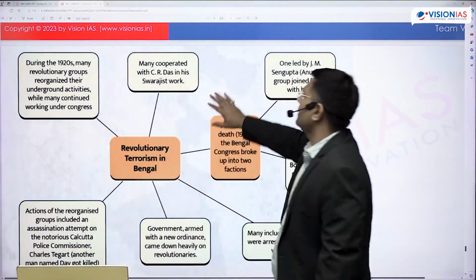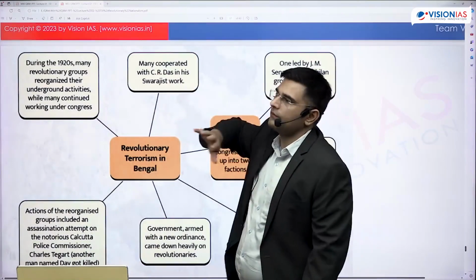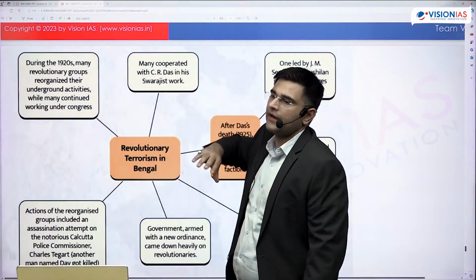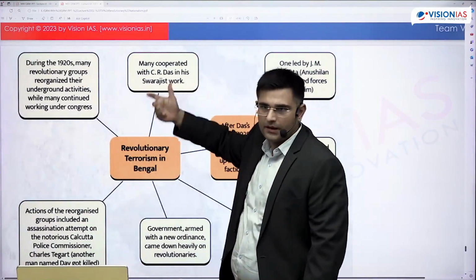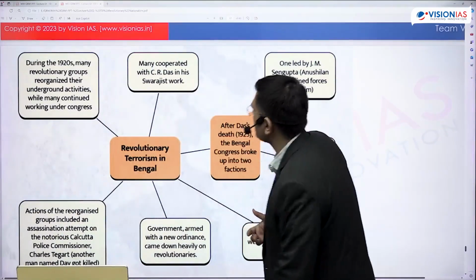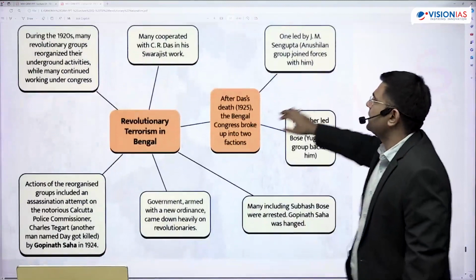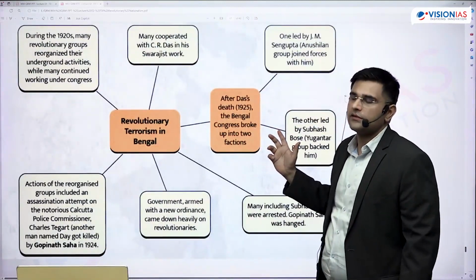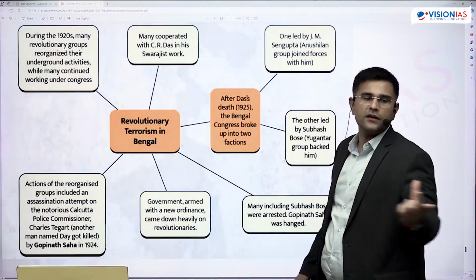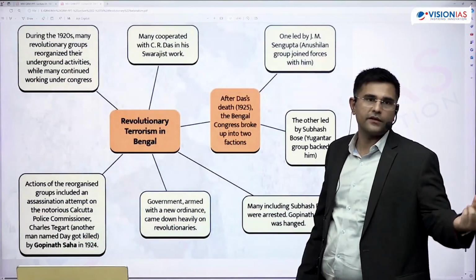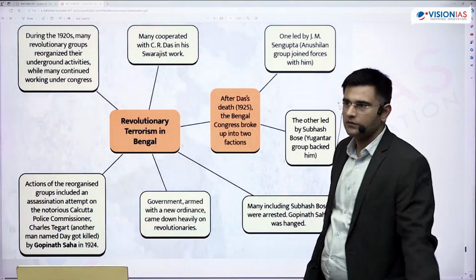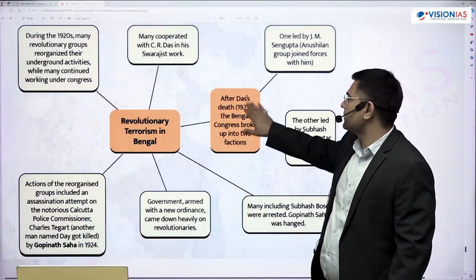For example, always remember that the extremists were always friends with the revolutionaries. So C.R. Das, Bipin Chandra Pal always had good ties with the revolutionaries. Now, C.R. Das ji died in 1925. Recently I went to Darjeeling, and there is a lane where it is written Chittaranjan Das, the place where Chittaranjan Das died. So he died in Darjeeling. I came to know.